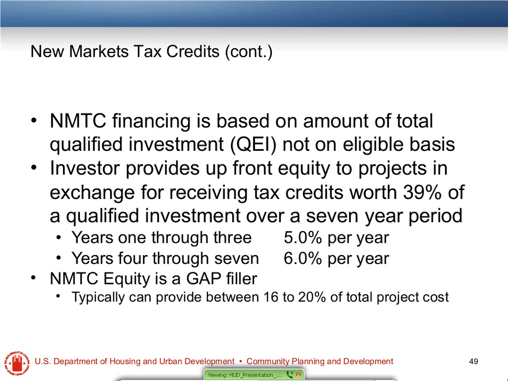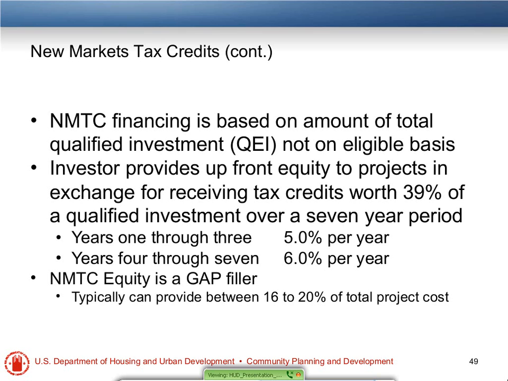The credits are a total of 39%, and they occur over a 7-year period. In years 1 through 3, the credit is 5% to the investor each year for the first 3 years. It is 6% per year for years 4 through 7. So first 3 years at 5%, 15%, 6% for the next 4 years, or 24%, for a total of 39% over a 7-year period. And New Markets Tax Credits, like the historic tax credit, is really a shallow subsidy.